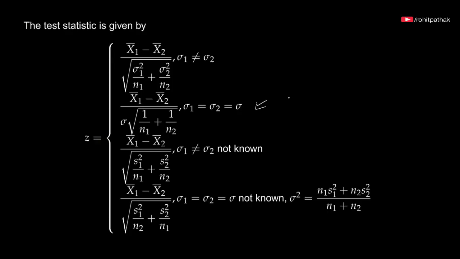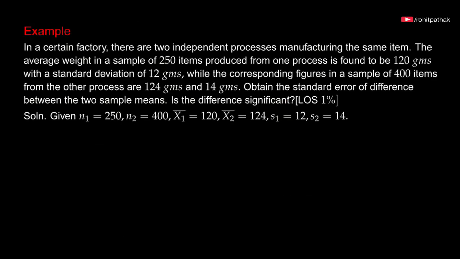Whichever is applicable you should apply, and other things will remain the same. That means the null hypothesis, alternative hypothesis, level of significance and critical values will remain the same. So let's take an example. In a certain factory there are two independent processes manufacturing the same item.